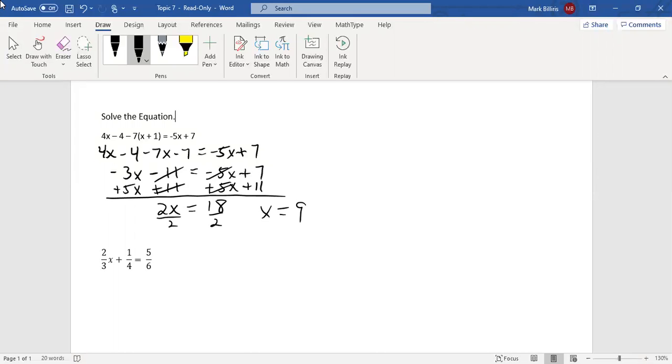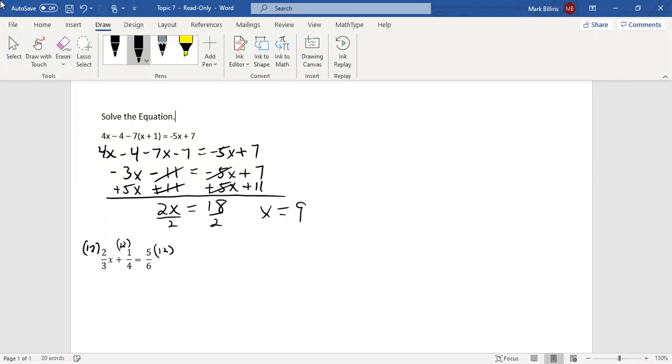Our next example deals with fractions. There are multiple ways to solve this equation. What I do is eliminate the fractions anytime I have fractions in an equation or inequality. So the first step is to find the LCD. The LCD is the smallest number that 3, 4, and 6 all go into or divide into. So 12 would be the LCD in this case. So I'm going to multiply each term by 12.